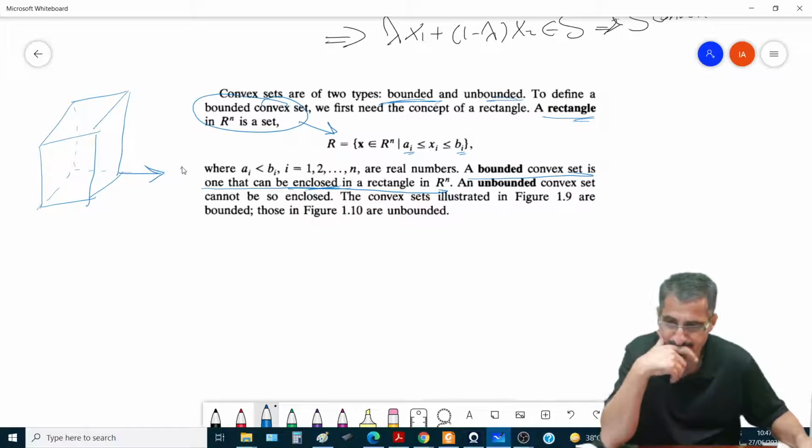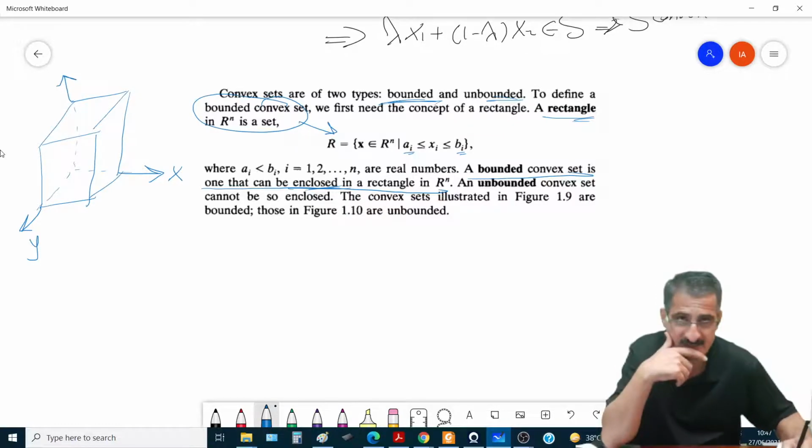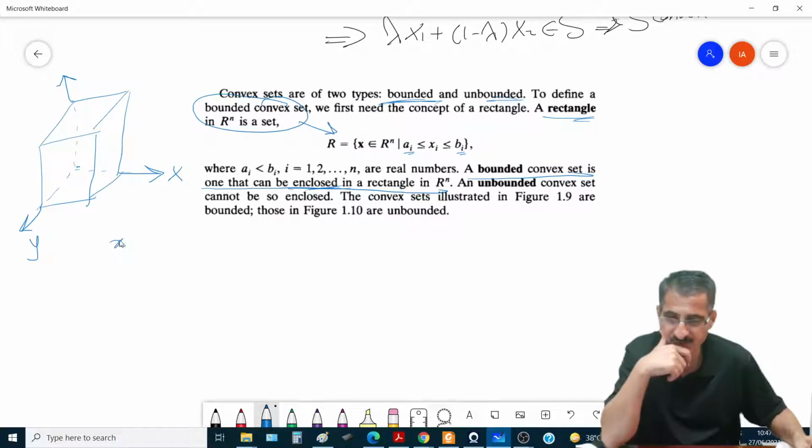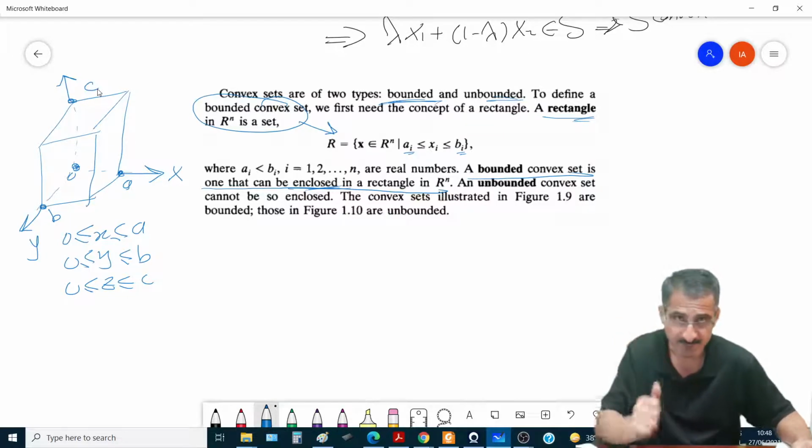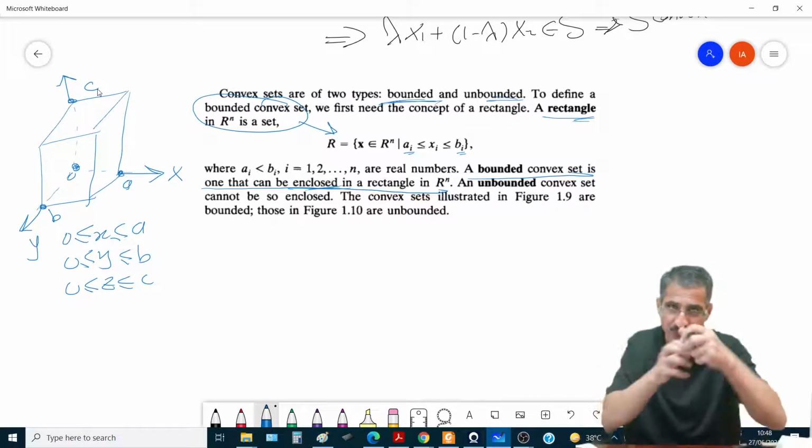So if this is the x axis and this is the y axis and this is the z axis, for example, then this rectangle says the x coordinate shall be between, for example, 0 and some number, and the second coordinate between 0 and some other number, and the third coordinate between 0 and some other number. So this is A, maybe this is B, and this is C. Now this box you can move anywhere in the space.